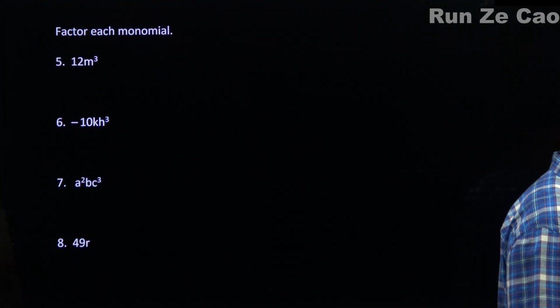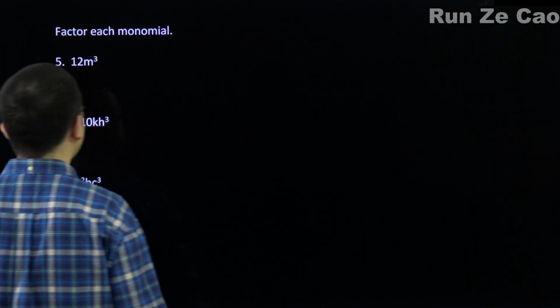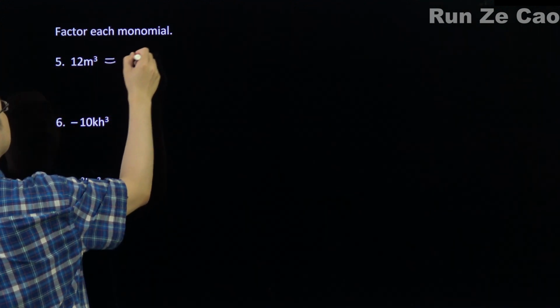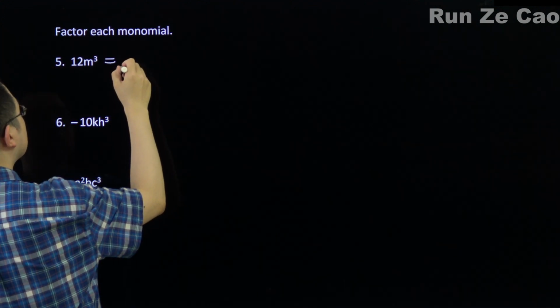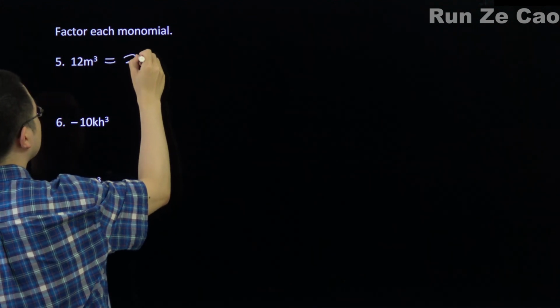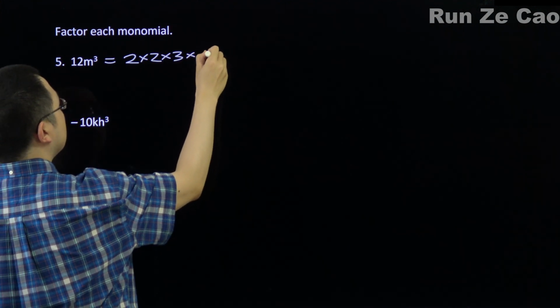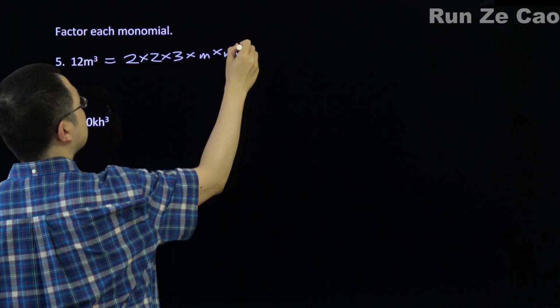Factor each monomial. 12m to the third. Well, we know that 12 is 2 times 2 times 3. So maybe 2 squared times 3 times m to the third. Or just 2 times 2 times 3 times m times m times m.